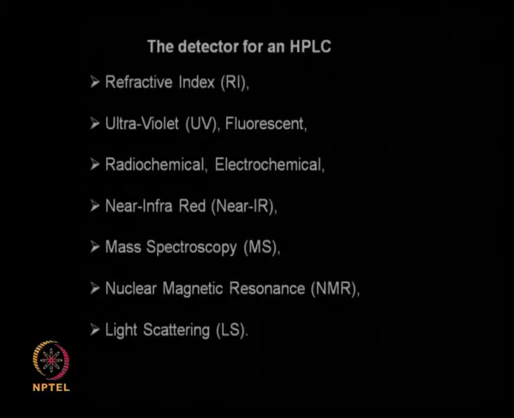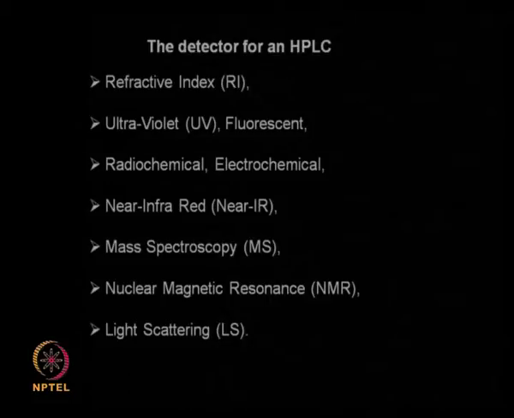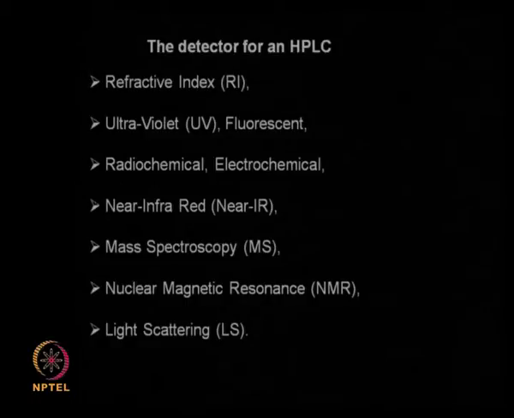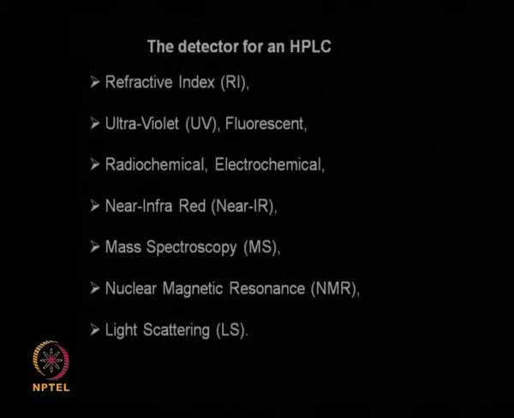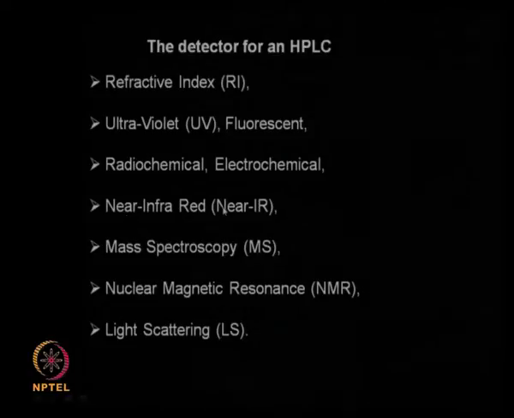Detectors are the most important, which detect a particular metabolite or a protein. So, a large number of detectors are currently available in the market. Refractive index detector, RI: if there is a change in the refractive index, it gives out a signal or a response. Then you have an ultraviolet detector, UV. Then you have a fluorescent detector. If your molecule is fluorescing, then that is a very good detector. We can have an electrochemical or a radiochemical detector. So, if it is a radioactive material, the detector will immediately spot. You can have a near infrared detector.